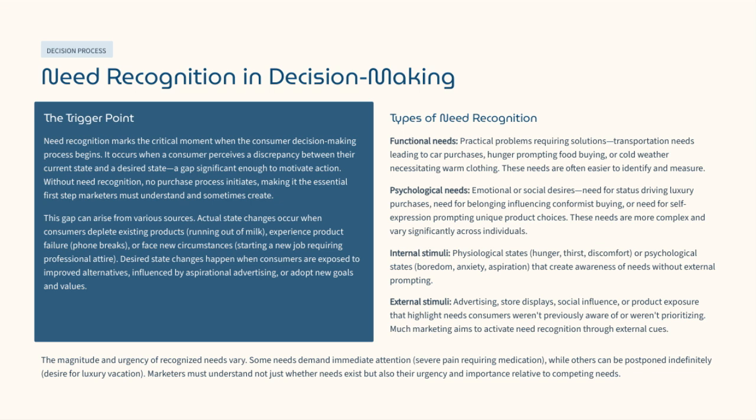Then we have different types of needs to consider. Psychological needs are emotional or social, like the need for status, which may drive luxury purchases, or the need for belonging, influencing conformist buying. Self-expression needs can lead consumers to choose unique products. These needs are more complex and can vary a lot from person to person. Functional needs are more straightforward. They are practical problems that require solutions, like the need for transportation leading to a car purchase, or hunger prompting someone to buy food. These needs are usually easier to identify and measure.